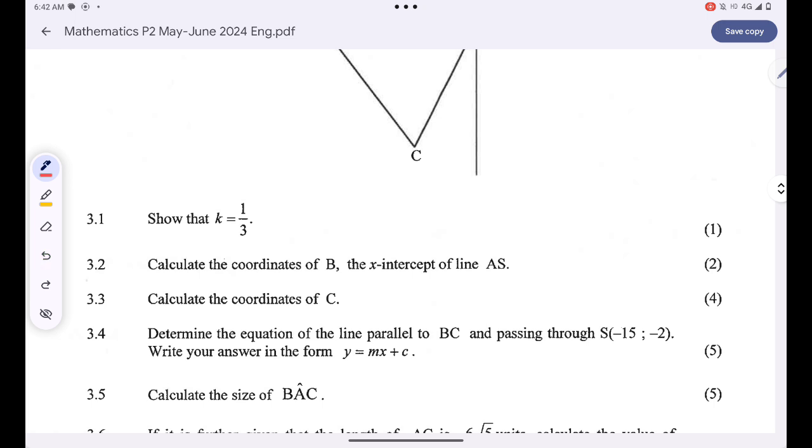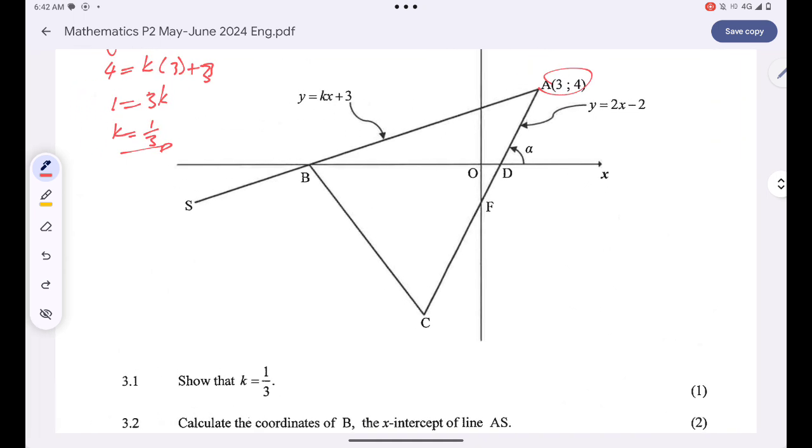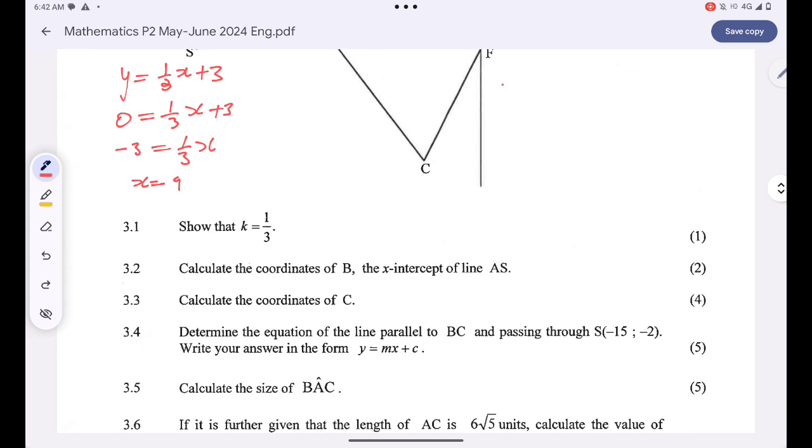Then I'm supposed to calculate the coordinates of B, the x-intercept of AF. For me to find the x-intercept, guys, I don't care what kind of graph I have, but all I know is that y is always equal to 0. So when y is 0, what is the corresponding value of x? I'll just take the 3 to the other side, it will be negative. Then I'll have 1 over 3 x, and then x will simply be equal to negative 9. So I now know that the coordinates of B are negative 9 and 0.